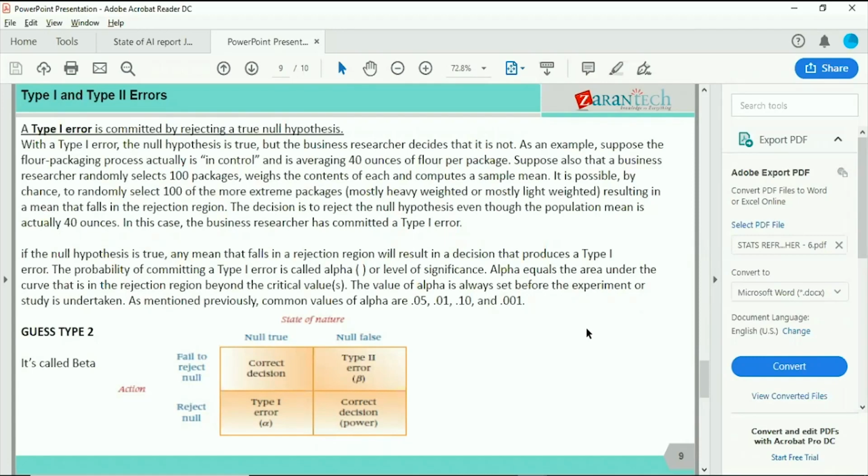Okay, so a type 1 error would be a movie that is actually going to make 200 crore, but you are saying that no, it will not make 200 crore.